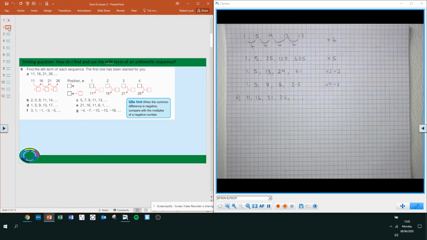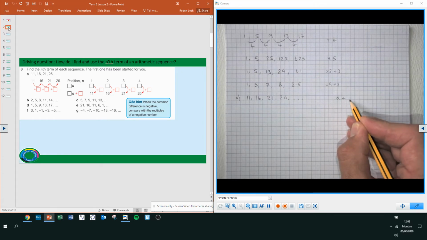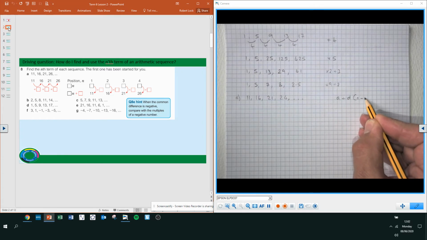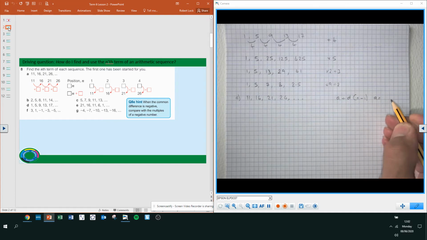One of those methods you may have come across in the past is using the formula. The formula for finding the nth term of a sequence is A plus D bracket n minus 1 close bracket, where A equals the first term, and D is the uniform difference. In an arithmetic sequence, the difference must be uniform. If it's not, then it's a sequence that we have to work out, maybe using different means, but not this formula.